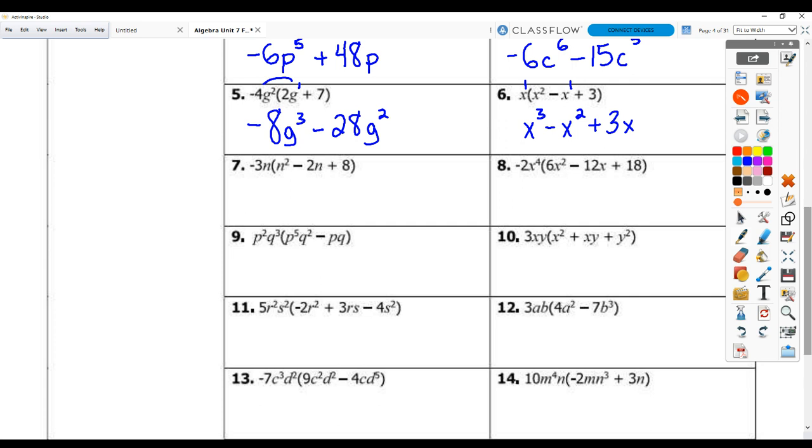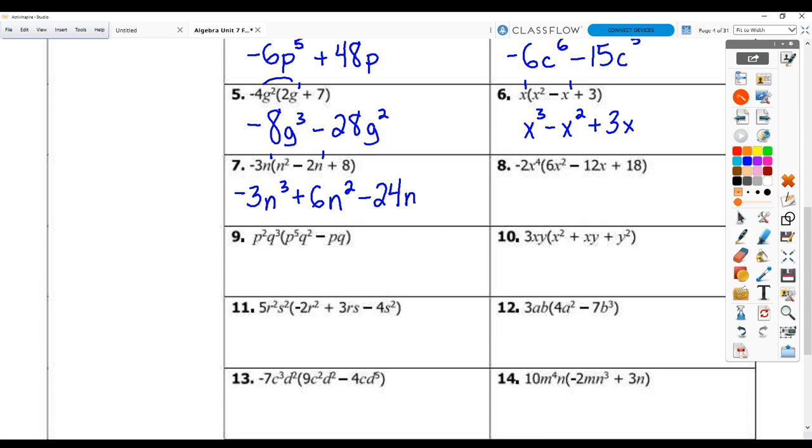Negative 3n times n squared. This n has an invisible 1 exponent, so negative 3n to the 3rd power. Negative times a negative is positive 6n squared, because it's n to the first times n to the first is n squared. Negative 3 times 8 is negative 24. And we're going to carry that n over because it has no one else to multiply to.